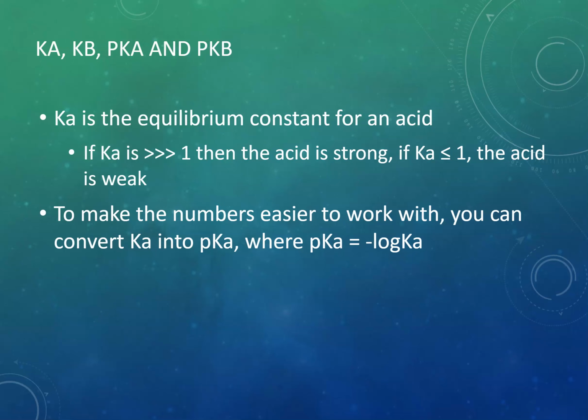But quite often, these numbers tend to be fairly ugly, just like hydronium ion and hydroxide ion concentrations. So just like that, we can make the numbers easier to work with by converting our Ka into a pKa or our Kb into a pKb. Okay, so just like we turn our hydronium ion concentration into a pH, it's exactly the same calculation. So pKa is negative log Ka, or pKb is negative log Kb, and of course you can reverse that calculation as well.